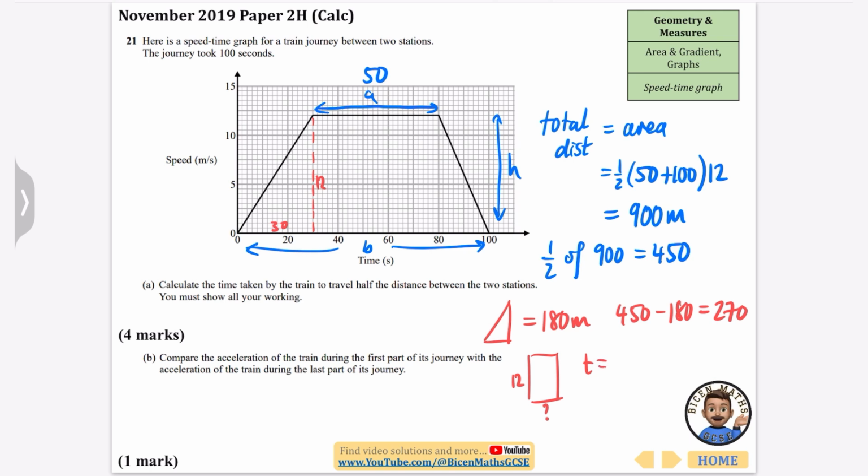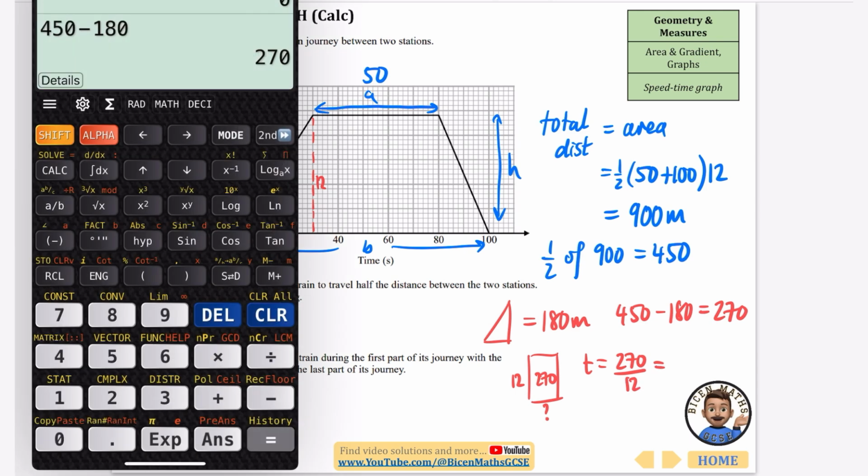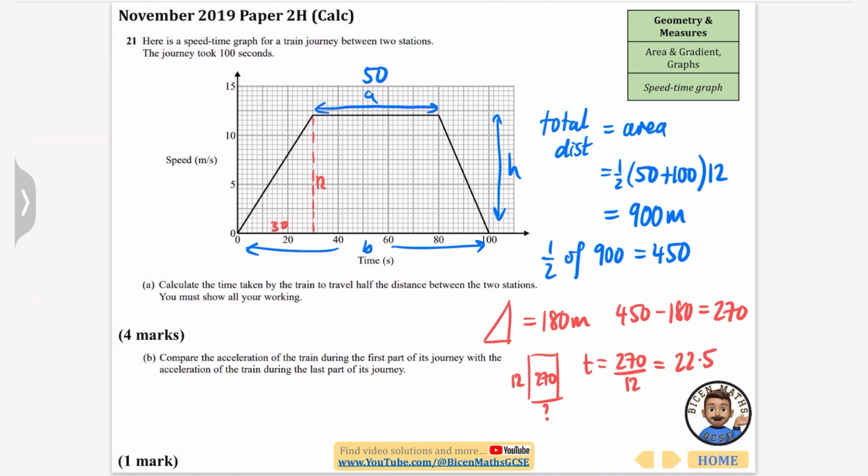So the time is going to be 270, the area. If I divide it by 12, it will tell me how much extra time there is along the bottom. So 270 divided by 12 is 22.5 seconds. So the total time that it says to travel half the distance between these two stations, well, there was 30 seconds and 22.5. So the time is going to be 30 plus 22.5, which is 52.5 seconds.